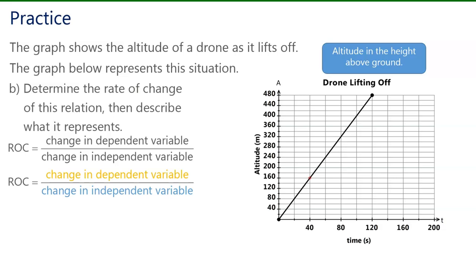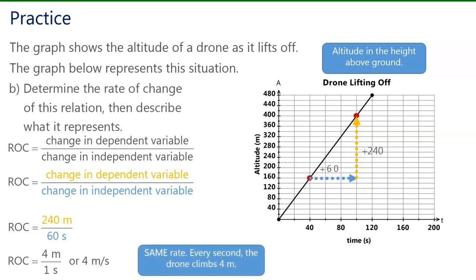We also could have used these 2 points. The horizontal change between the 2 red points is positive 60 seconds. The vertical change between the 2 red points is an increase of 240 meters. Our rate of change is 240 meters divided by 60 seconds, which can once again be simplified to 4 meters per second. This is the same rate, and every second the drone climbs 4 meters.